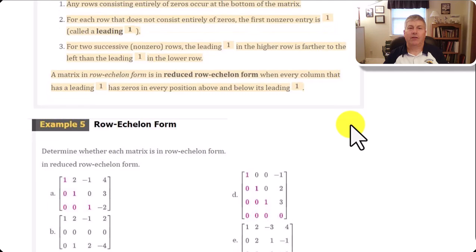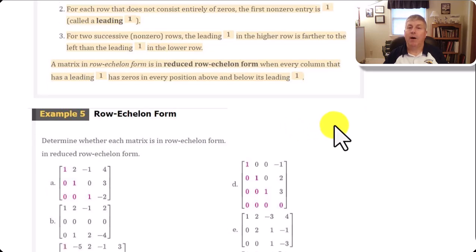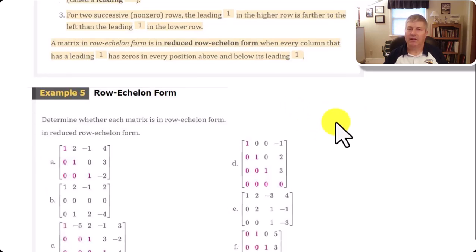And a matrix is in reduced row echelon form when every column that has a leading 1 has zeros in every position above and below its leading 1. So something in reduced row echelon form only has zeros and ones in it, and in a particular order.